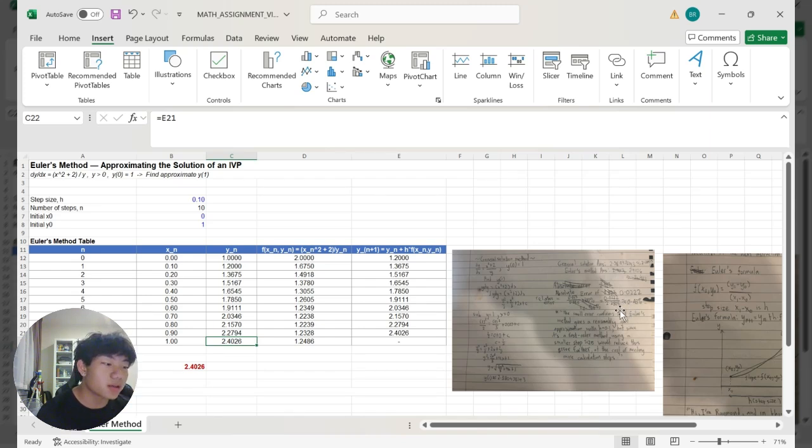This makes sense because Euler's method uses straight line steps to approximate a curve, so it's not exact. So some error is expected.